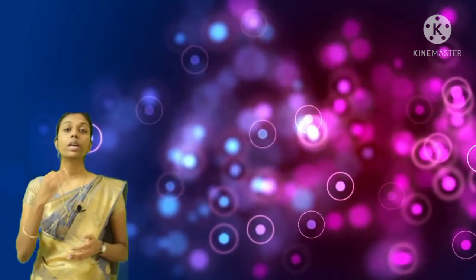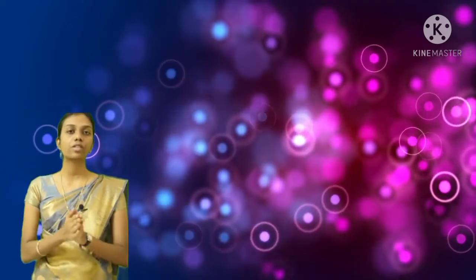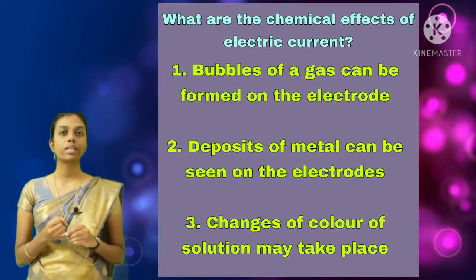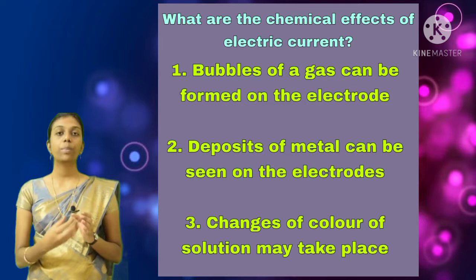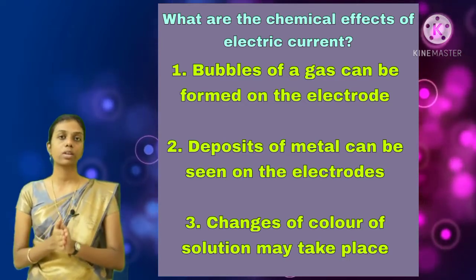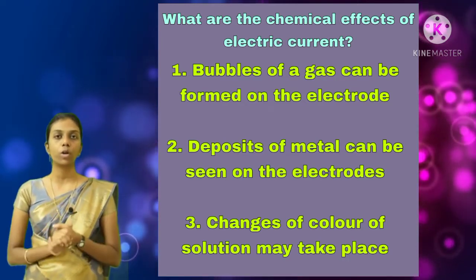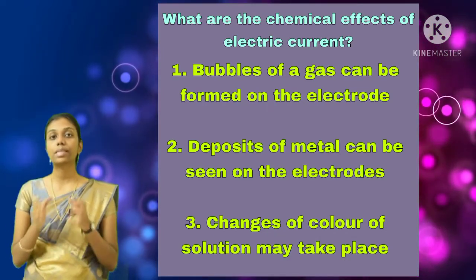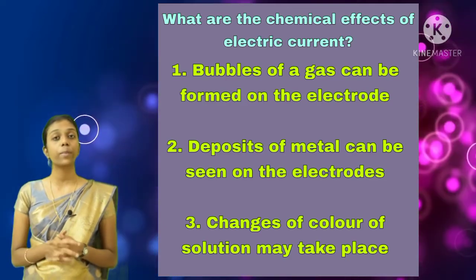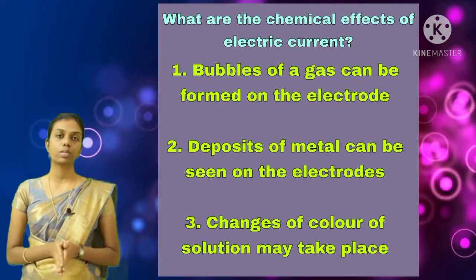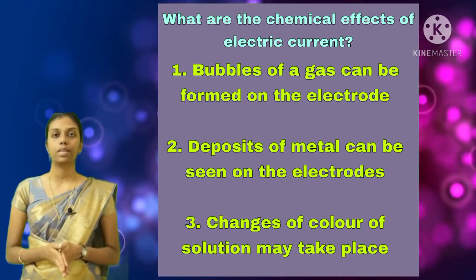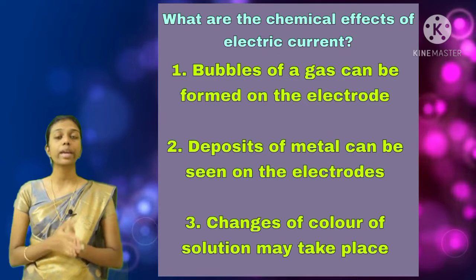Students, we are going to list down the three chemical effects of electric current. First one is bubbles of a gas may be formed on the electrodes. Second one is deposits of a metal can be seen on the electrodes. Third one is changes in color of the solution may take place.